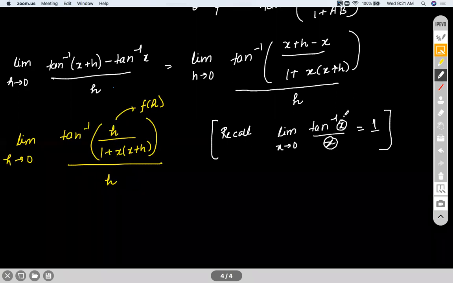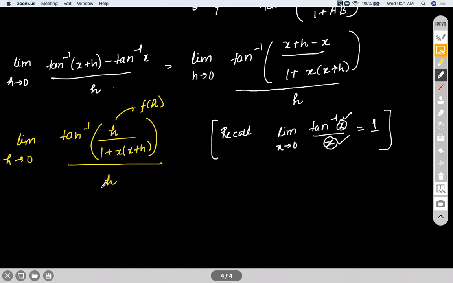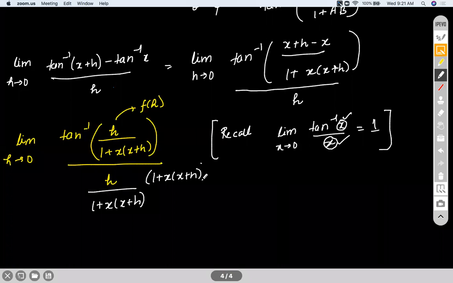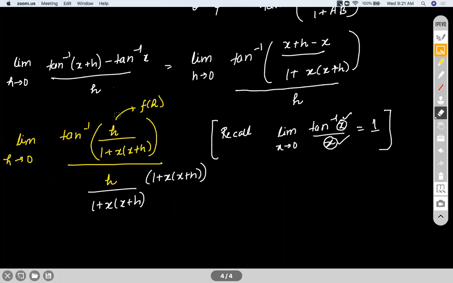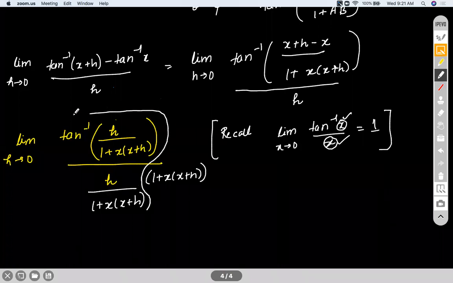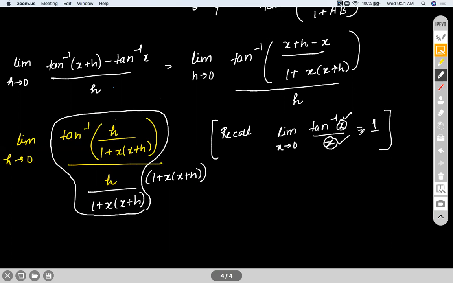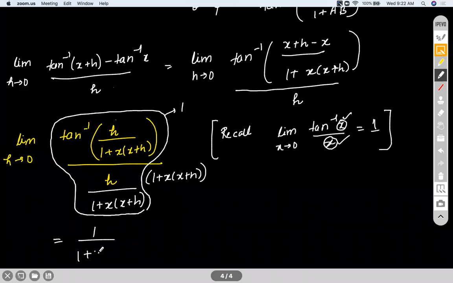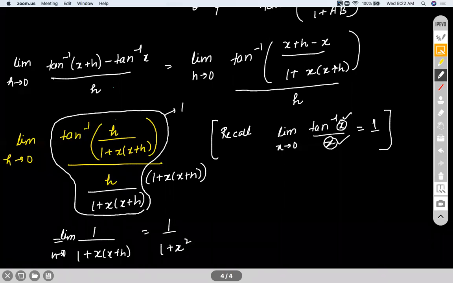So what I'll do is, I have to create the same function in the numerator and denominator both. So within this, I have to create down also 1 plus X(X plus H). But I can only do this if I multiply also; I cannot just divide by one number. Does this make sense? Now this fits into our definition, and this limit is 1. So the answer is 1 by 1 plus X(X plus H), and when you put H as 0, this becomes 1 by 1 plus X squared. Make sense? Look at it for a few minutes and let me know if you want some explanation anywhere in this particular solution.